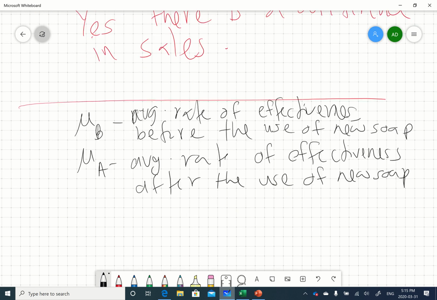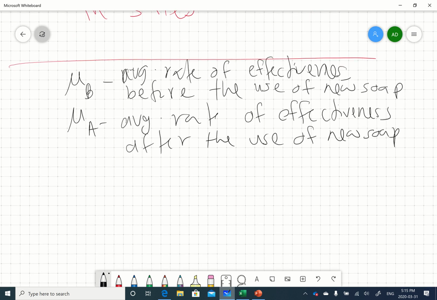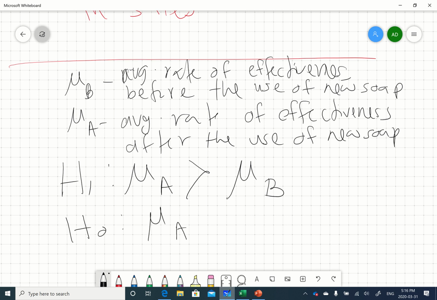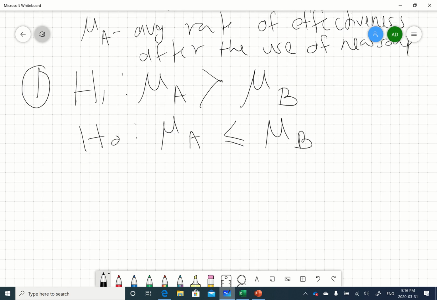So if you want to know whether this new soap has improved the effectiveness, what we are going to do is mu after, the average rate of effectiveness. Is it higher than that before, right? So that is your alternative, H1. Your null should be the opposite: mu after less than or equal to mu before. So that's your step 1.